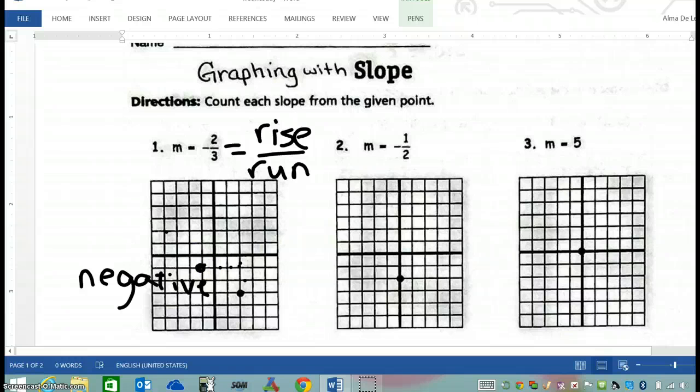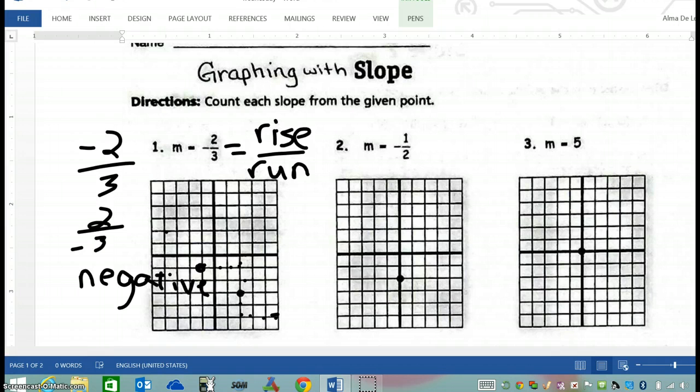Now, if I want to go in the opposite direction, I'm going to rise negative 2. In other words, I'm going to go down 2, 1, 2, and I'm going to run positive 3, 1, 2, 3. One of the things you could have noticed is that depending on which direction you want to go, whether you want to put points on top or on the bottom, you bounce that negative between the top and the bottom. So you can say I'm going to rise positive 2 and run negative 3, because this is the same thing as saying negative 2 over 3. Or you could also say I'm going to rise negative 2 and run positive 3, because those are definitely ways that you can read that slope. And we ended up with 3 points.